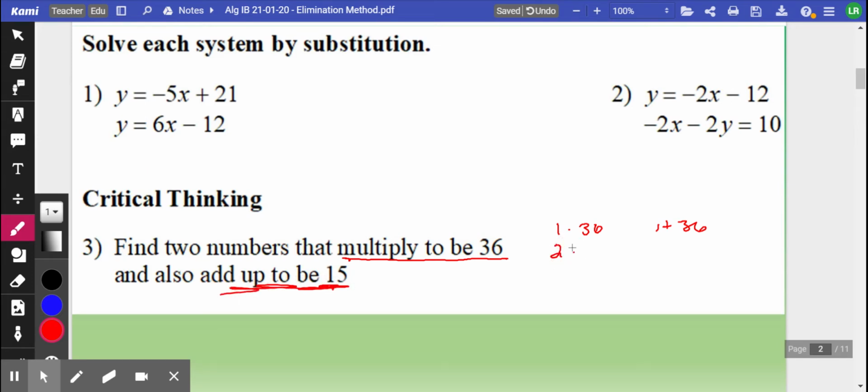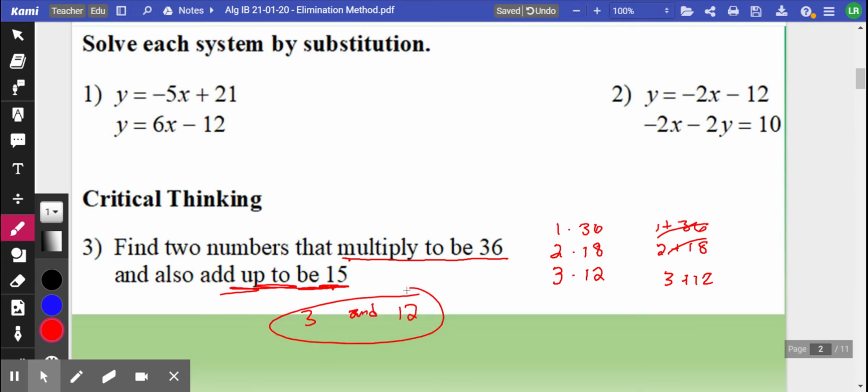Okay. The next number would be 2. And I know 2 times 18 is 36. Well, if I add those, 2 plus 18, I get 20. So far, none of them work. Next number is 3. 3 times 12 is 36. And 3 plus 12 is 15. So the two numbers would be 3 and 12. Those would be my two numbers.